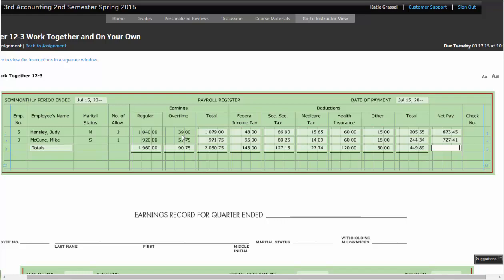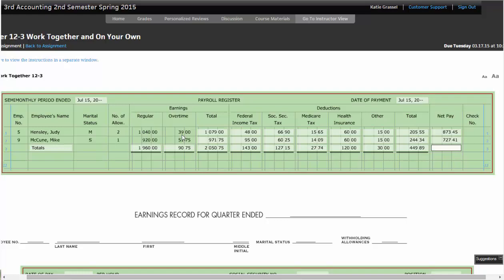So when you take a look at federal income tax right here, I'm going to add 143 plus 127.15 plus 27.74 plus 120 plus 30. These numbers added up needs to equal my total deductions. If it doesn't, where was my mistake? Only in here. Does that make sense? How I find and fix my mistakes is I would then re-add down just to see if I made a mistake there. Okay, if I didn't make a mistake there, I would re-add here for my total deductions to make sure I didn't make a mistake adding across, because that could be the case.